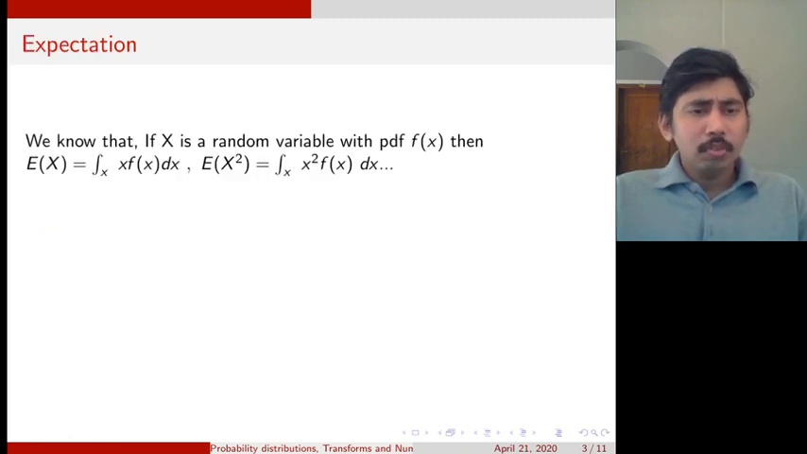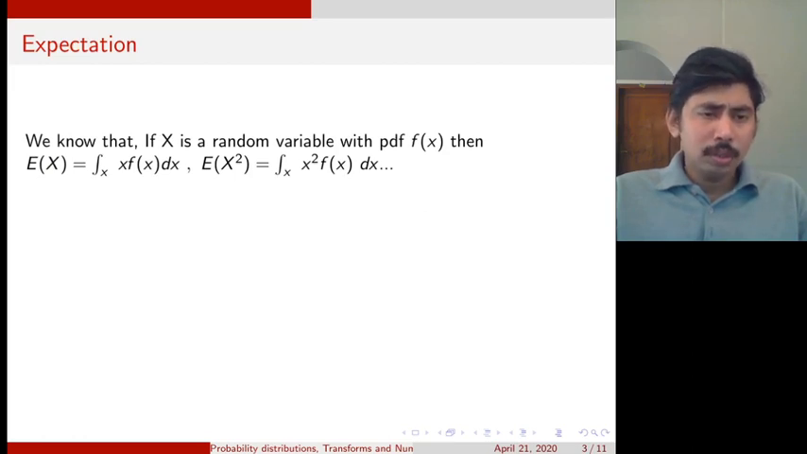We already know what the expectation of one variable is. Expectation of one variable is defined like this: expectation of x equals the integral over x into f of x dx. That is, the function should be multiplied with the probability density and integrated over the range. Here x square is the function, so x square into f of x, the probability density, and integrate over x. That's all.